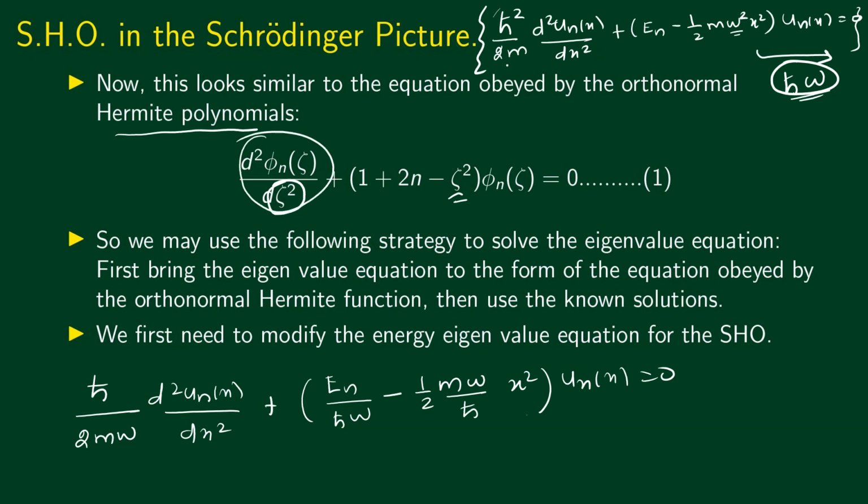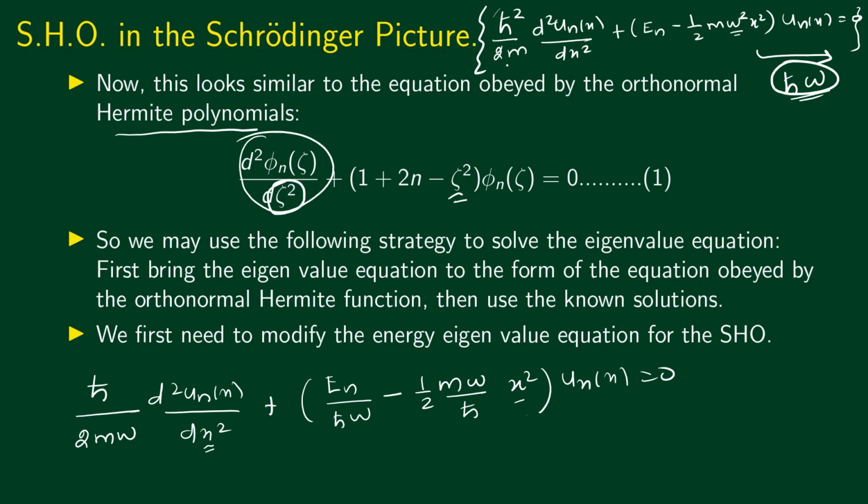We have a factor h bar divided by 2m omega. And we don't have minus x square here. Instead of minus x square, we have got half m omega by h bar x square. Now, I think this can be fixed because here we have got x square, and here we have got a derivative with respect to x square. So we just make a change of variables, right?